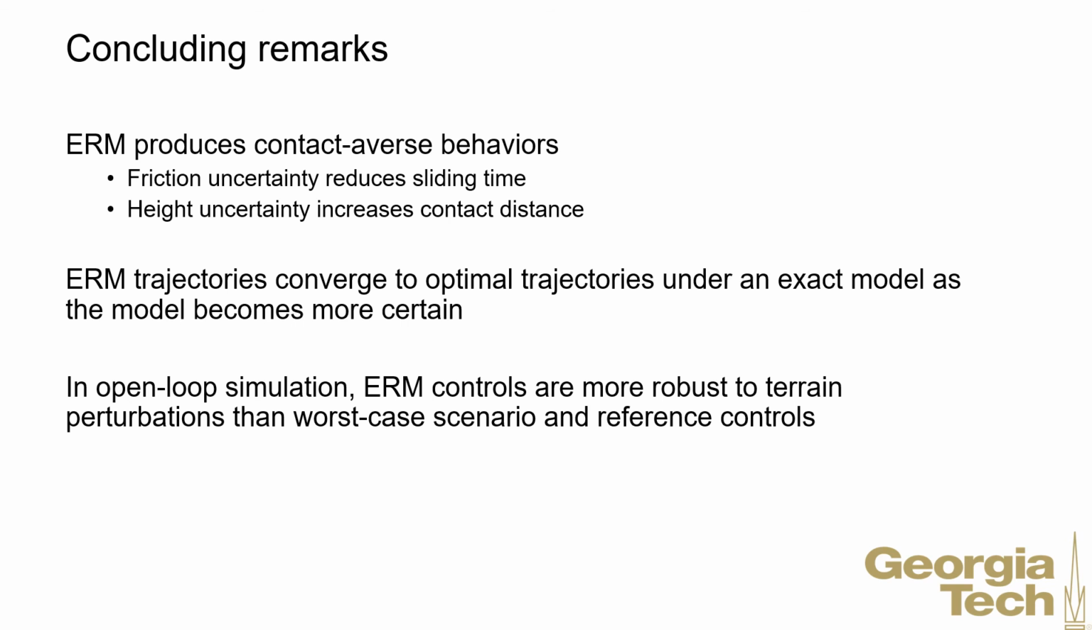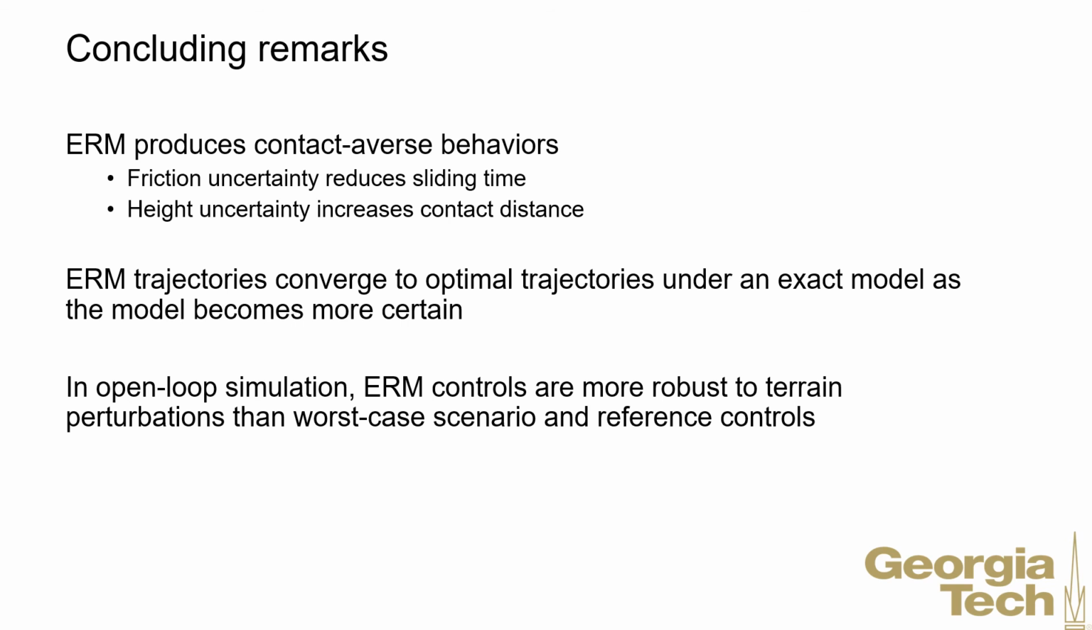Costs encoding friction coefficient uncertainty reduce sliding time to avoid friction forces, and costs encoding height uncertainty increase the contact distance to avoid the terrain. As the uncertainty decreases, however, the ERM trajectories converge to the optimal trajectories generated under traditional methods.